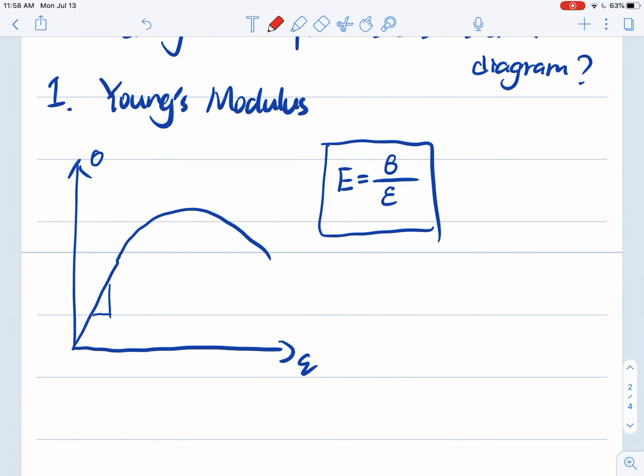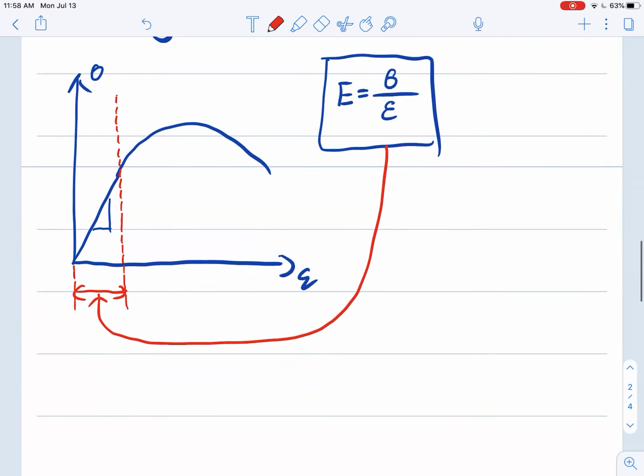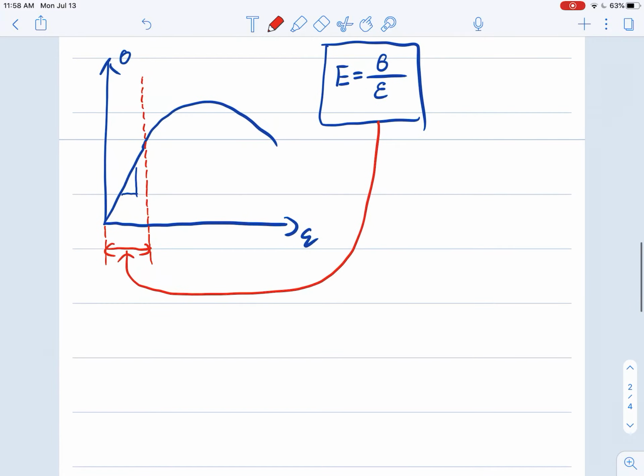This can only be applied in the linear section of the diagram, which is before this red dashed line. Okay, that is clear. And now let me show you the steps you can take to find Young's modulus E.